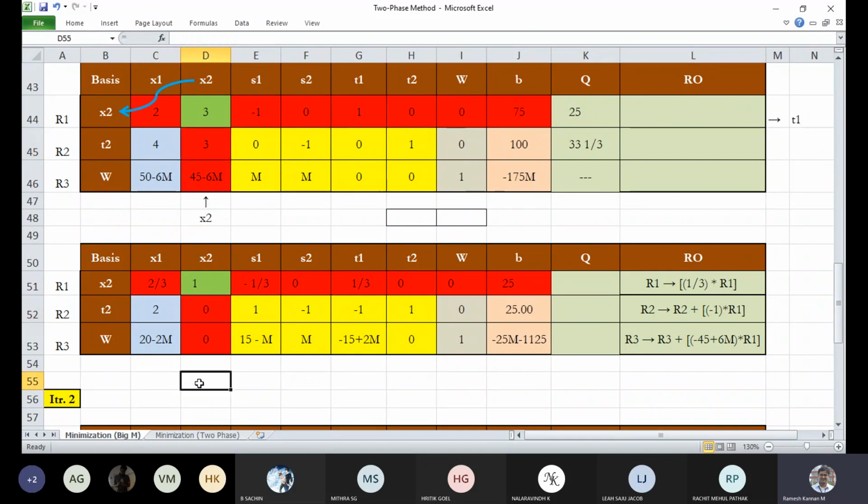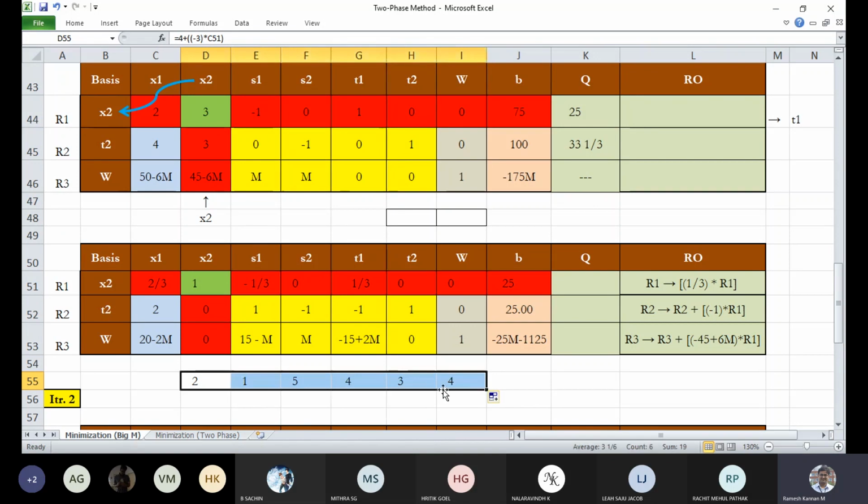So in this case, let me explain that. The existing is 4, right? We'll be adding minus 3 along with the new row, which is row 1, the key row, right? Something like that. So here it is, that will become 2. I repeat, the 4 plus minus 3 times this thing.